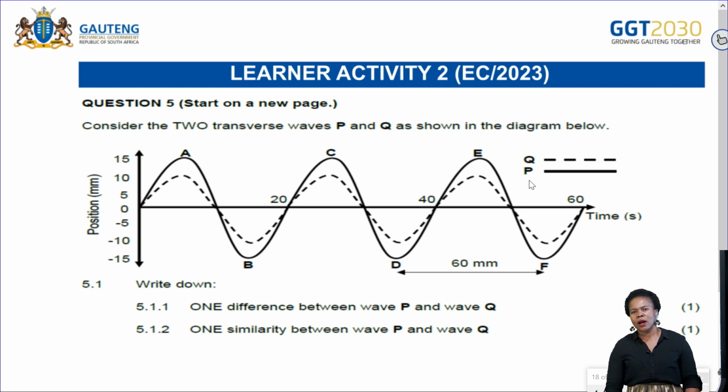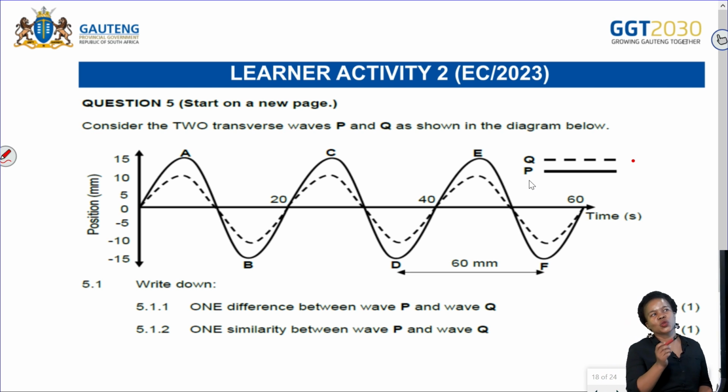You take a look at what you have. The first thing to do when you are given a diagram is to look at your x-axis and your y-axis. So this is a position versus time kind of wave, but it has 2 waves in it. There's P and there's Q, and you're given a very nice key to say Q is dotted and P is in a solid line, so that when you are answering, you are able to give a correct answer and not be confused between the 2 waves.